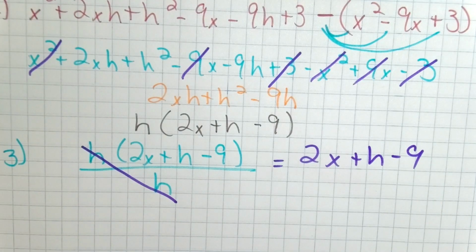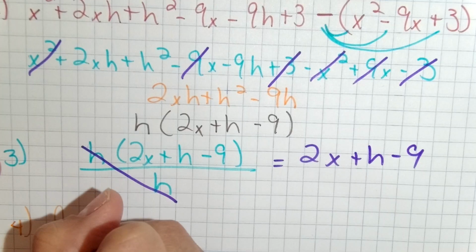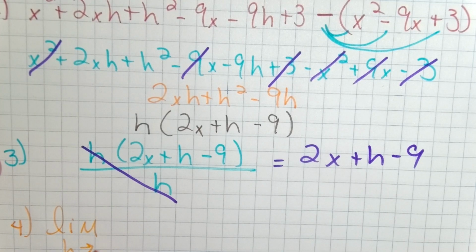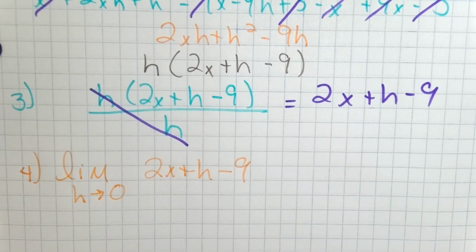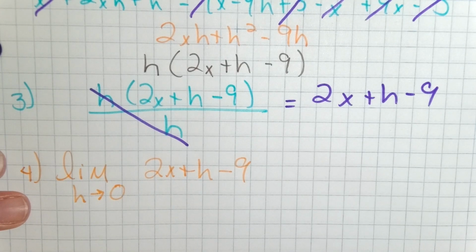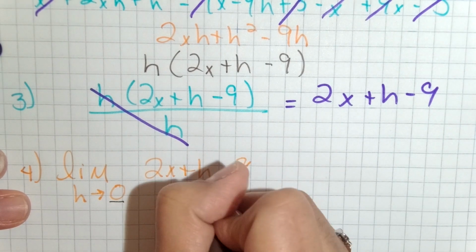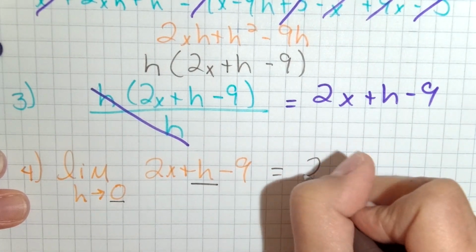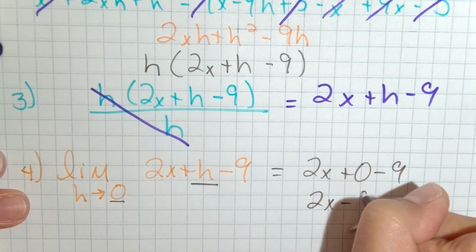All right, last thing, to find the limit. What do I do with the 0? Sub it in for what? For h. We only have one h, so it's going to be 2x plus 0 minus 9, which is just 2x minus 9.